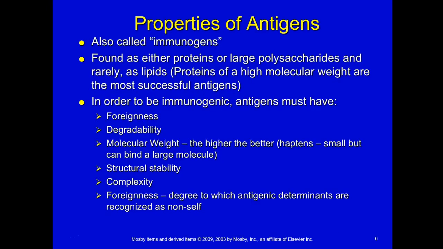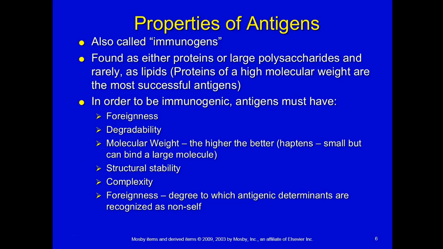So let's look at the properties of antigens. We also call them immunogens, but they're usually found as proteins or large polysaccharides. Rarely are they lipids. If you want to be an antigen, you want to be a protein of high molecular weight. That makes you a fantastic antigen.